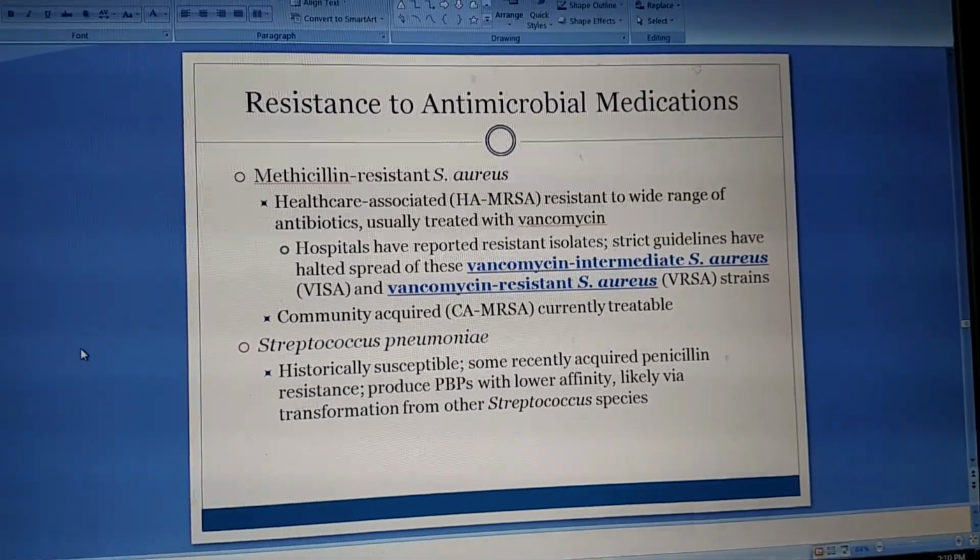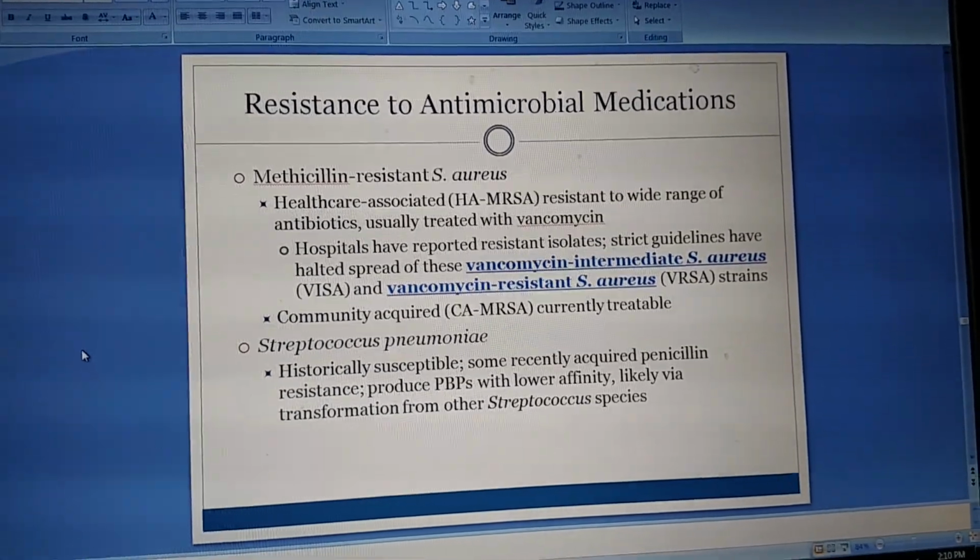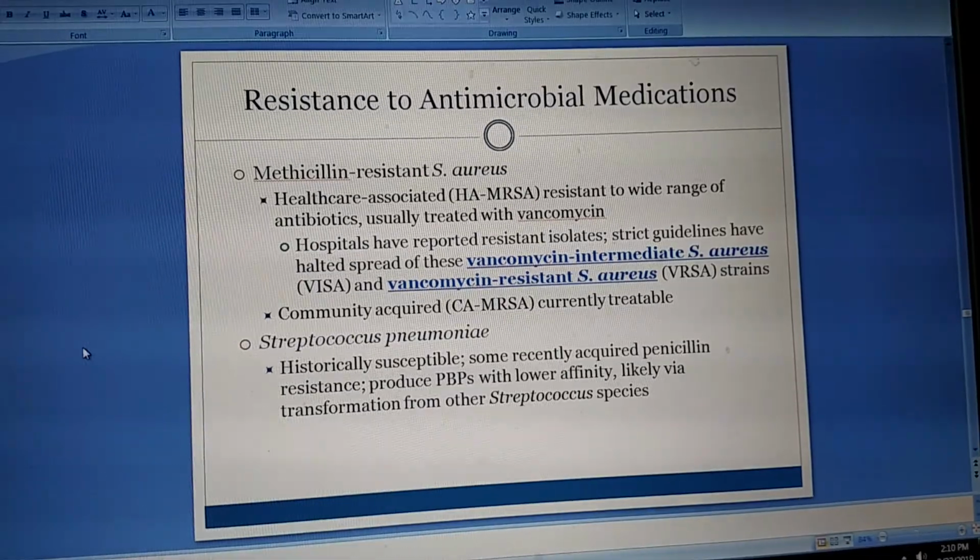We also have Streptococcus pneumoniae, it is beginning to gain resistance to drugs like penicillin.